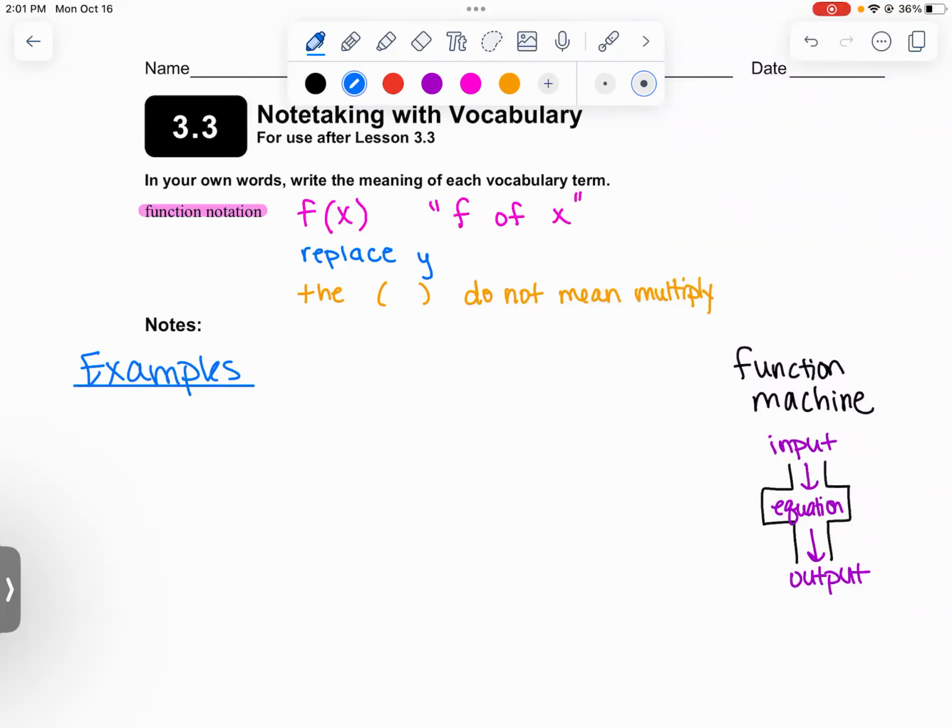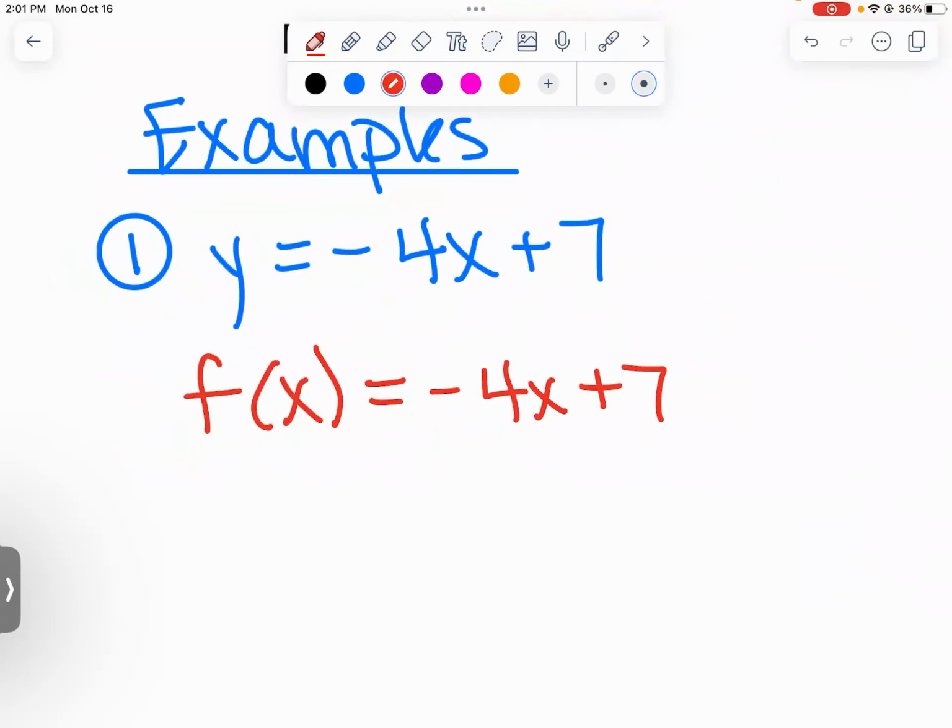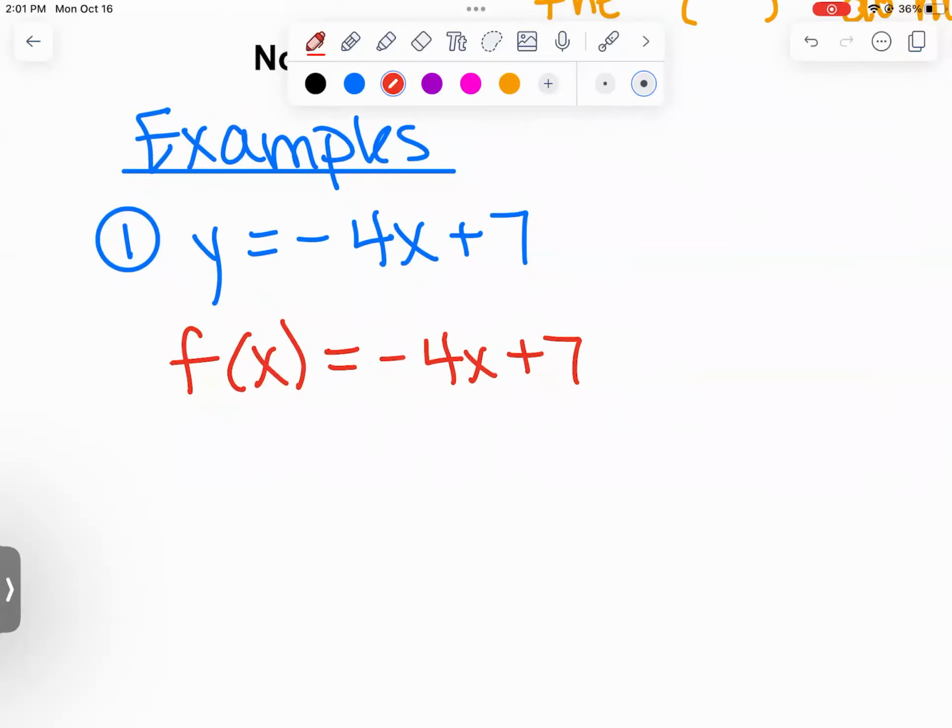Okay. So here we go. Y equals negative 4x plus 7. In function notation, we will write f of x equals negative 4x plus 7. The y just got replaced with f of x. Please, everybody read this with me. F of x.